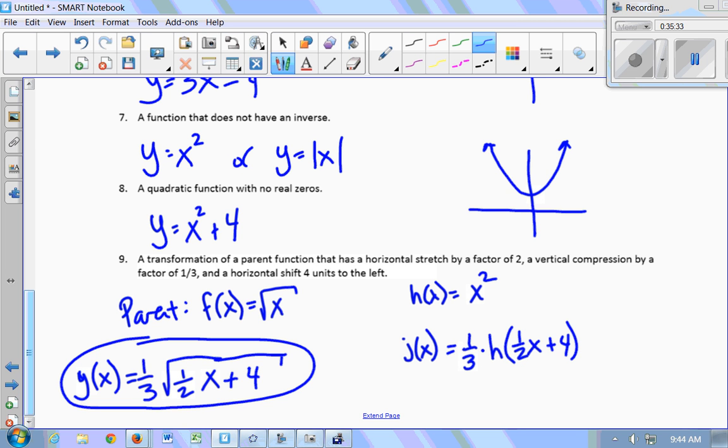So I'm using the letter h instead of the actual function here. And then I can say 1/3 times 1/2 x plus 4 squared. So the inside change is all the stuff that's inside has to get squared, and the outside stuff doesn't. When you square it, yeah.